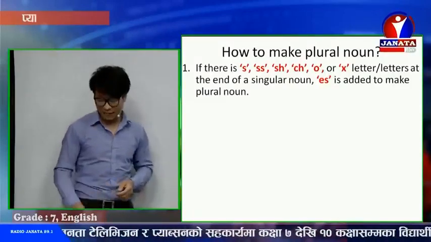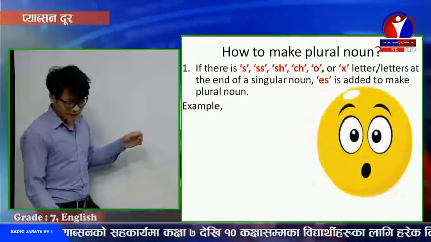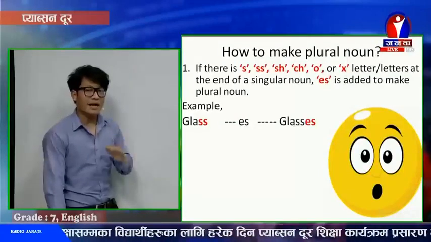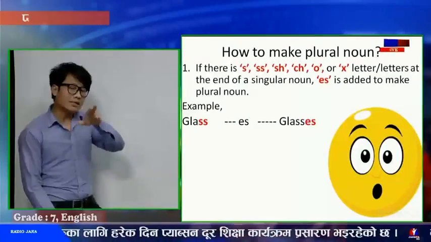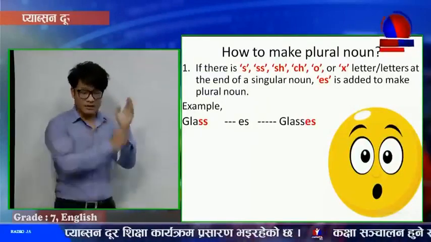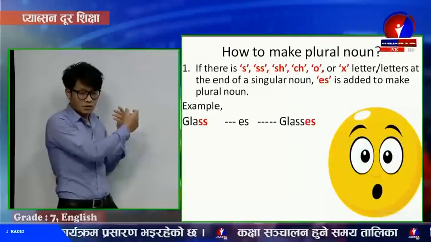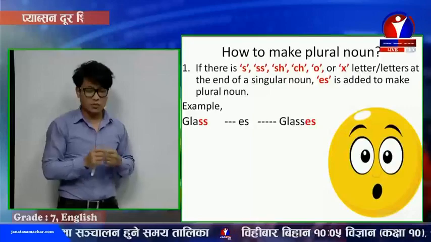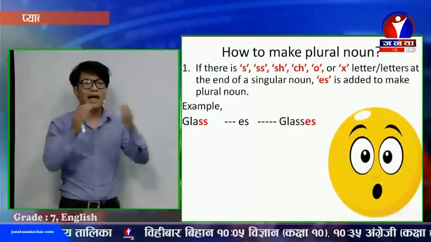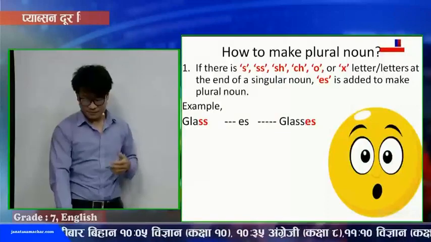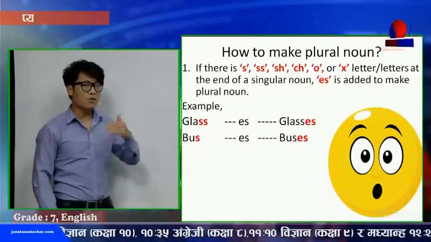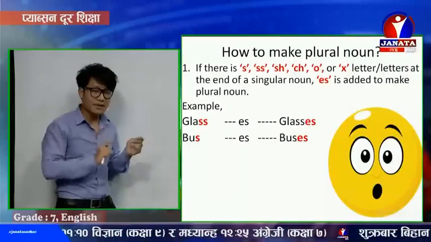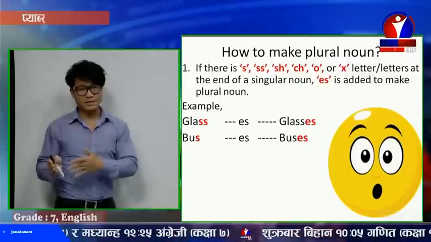Now let's have examples. Glass: you can see the two letters ss at the end of this word glass. That's why we add es to make plural, like glass, glasses. Next word is bus. There is s at last, so we add es and it becomes buses. Buses is a plural.